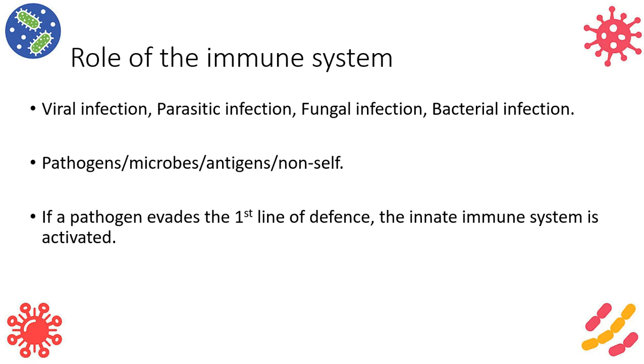So the four types of infection that the immune system will encounter are a viral infection, and an example of that is influenza; a parasitic infection, and we often refer to these as worms, and an example of that would be Plasmodium, which causes malaria; a fungal infection, such as athlete's foot or any type of yeast infection; and finally a bacterial infection. Throughout the module we will refer to these infections as infections, pathogens, microbes, antigens and non-self, and all of these terms amount to the same thing, something that generates an immune response.